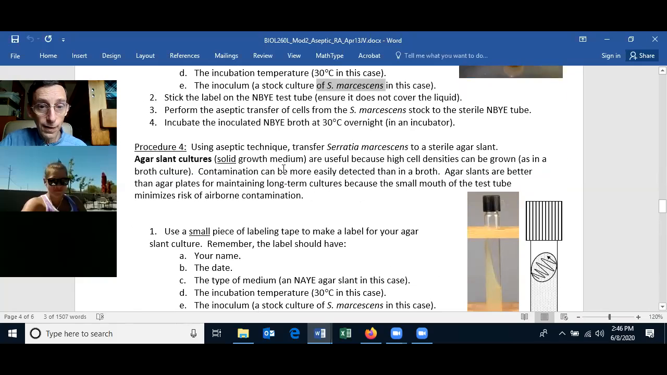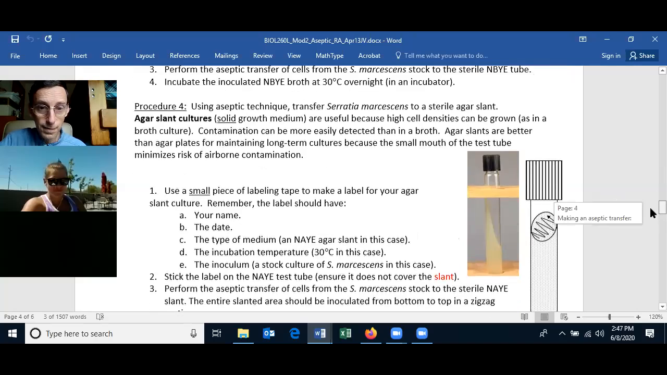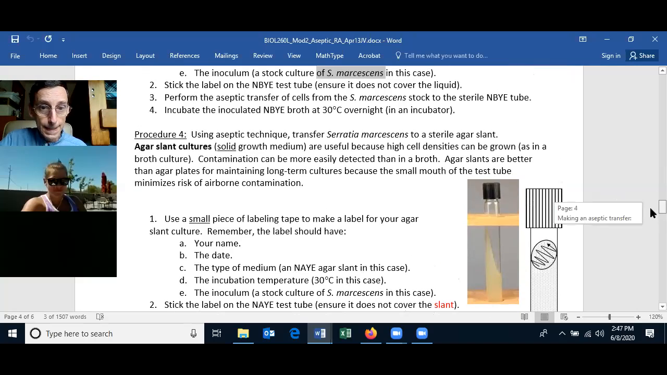Procedure 4, you're going to transfer Serratia marcescens from a stock culture to a sterile slant culture. The slant culture is shown here, and you put bacteria on the slant by using an S-type motion. You don't stab into the agar. You're just inoculating the slant. If it grows, you'll see red bacteria growing on the slant.